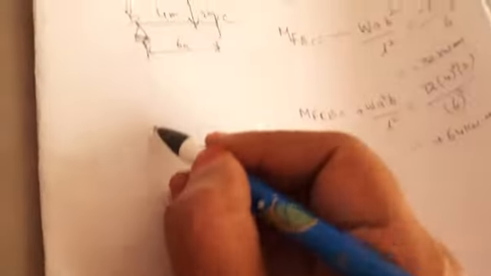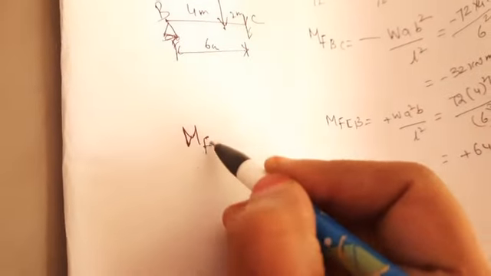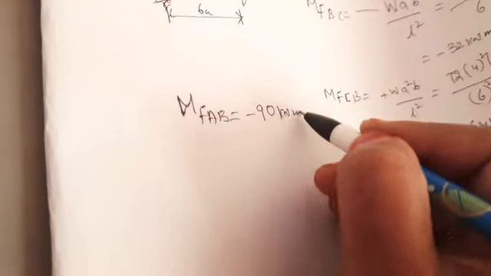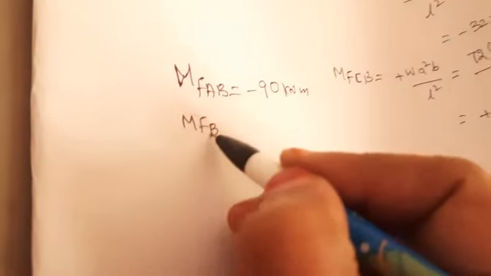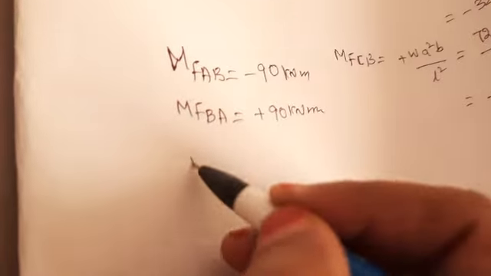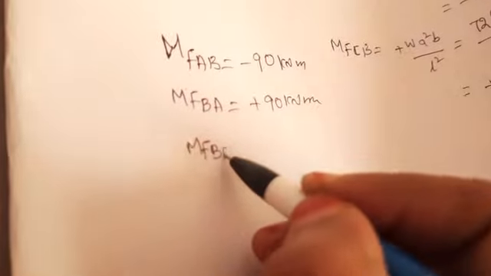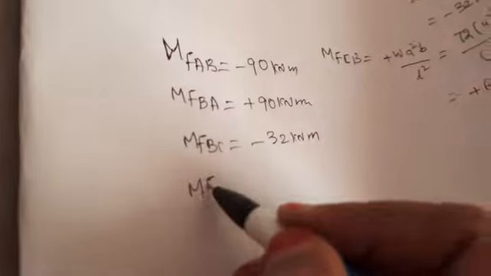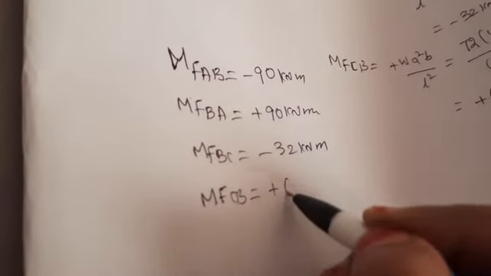Okay, this is all of step 1. In step 1, the values we got are: MFAB is minus 90. Next, MFBA equals plus 90. Next, MFBC equals minus 32 kilonewton meter. MFCB equals plus 64 kilonewton meter. This is step 1, to find the fixed end moments.